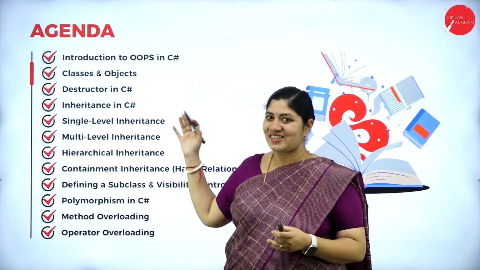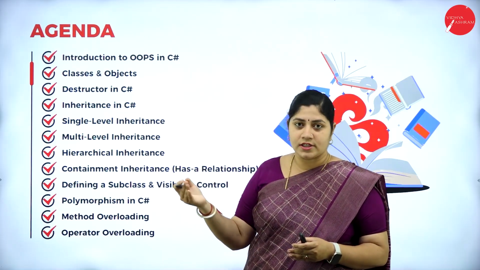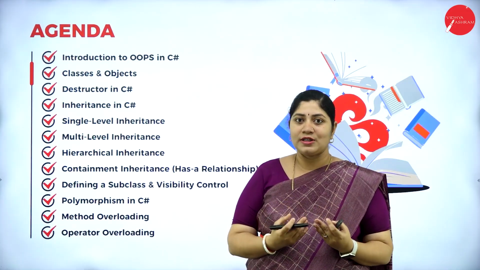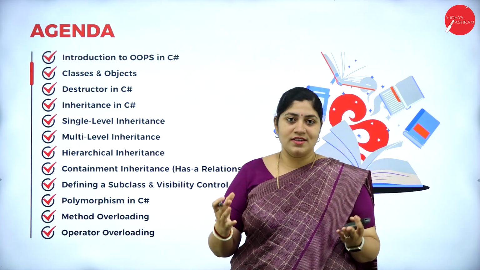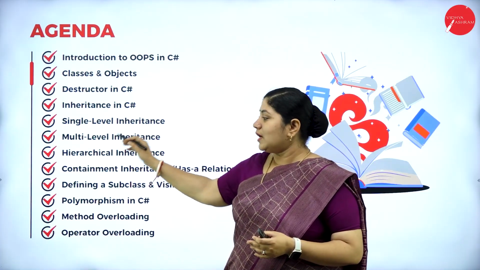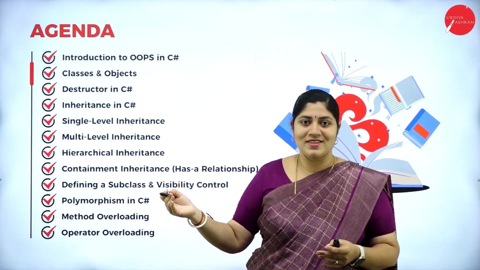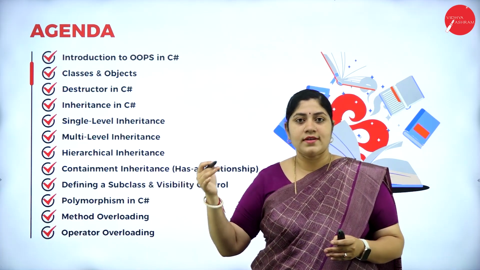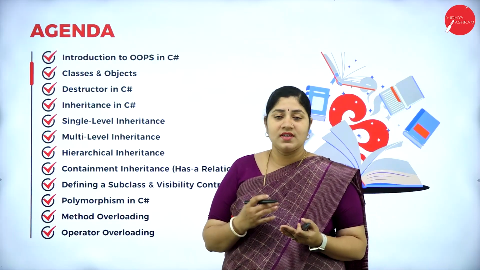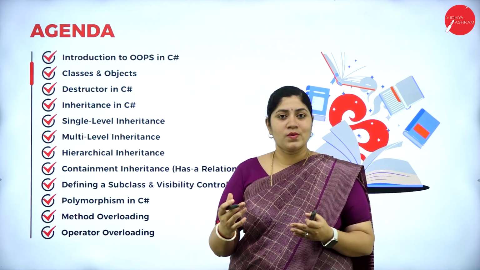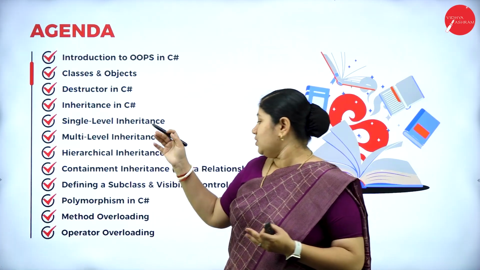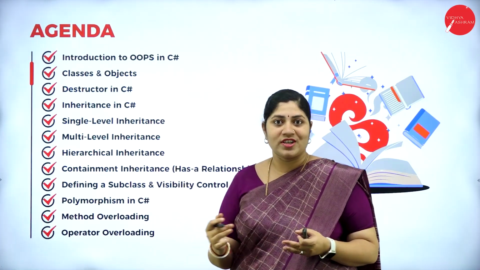That's OOPS with C#. We'll be learning what the different constructors are, what the destructors are, and we'll be understanding what inheritance is and the different types of inheritance: single level inheritance, multi-level inheritance, hierarchical inheritance. Also we'll be learning how to define a subclass and what visibility control is. Then we'll also be learning what method overloading is, and what operator overloading is. So these are the topics that we cover in today's session.